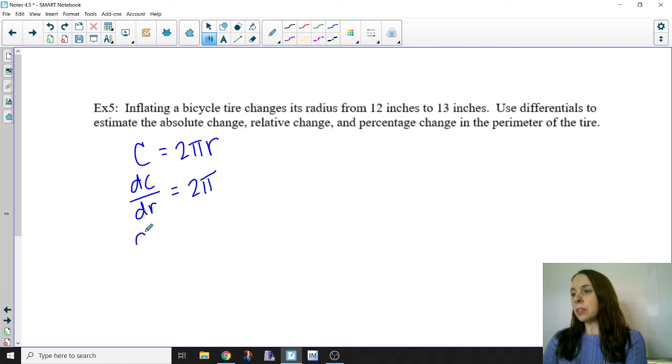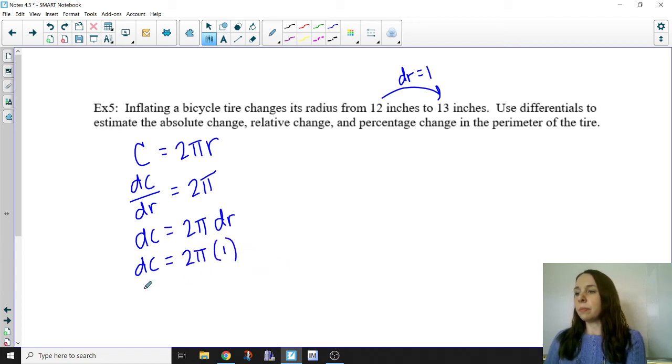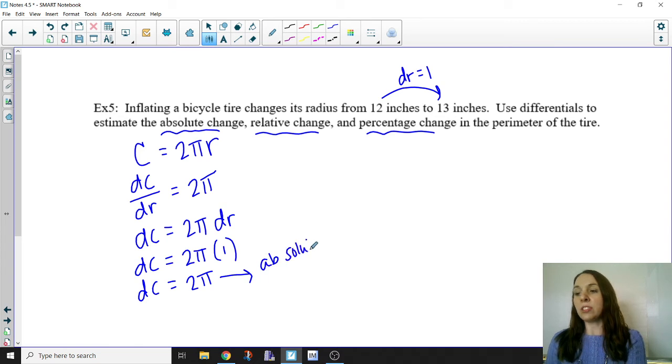Let's go into our form where the dr is on the other side, and then the dr would be 1 because we are changing the radius from 12 to 13. And so we get out of that, again, 2 pi. I'm just going to leave it as 2 pi this time. This example is here actually just to talk about these different words: absolute change, relative change, and percentage change. How do we find all of those things? Well, what we just found here is absolute change. It's just how much did it change?